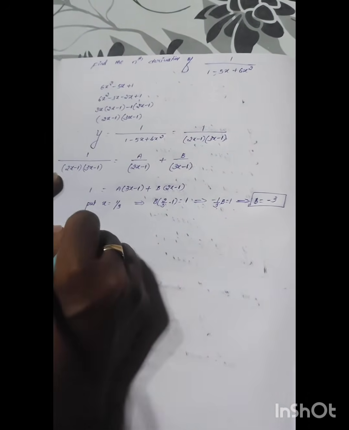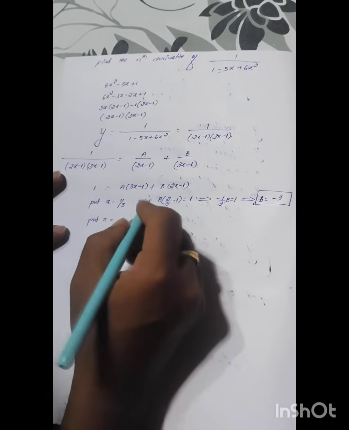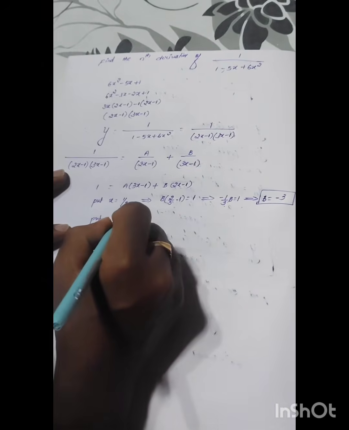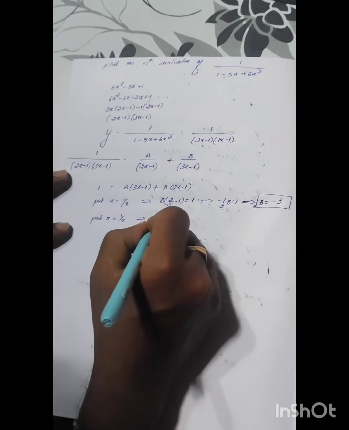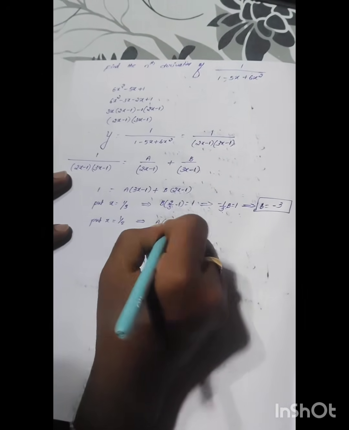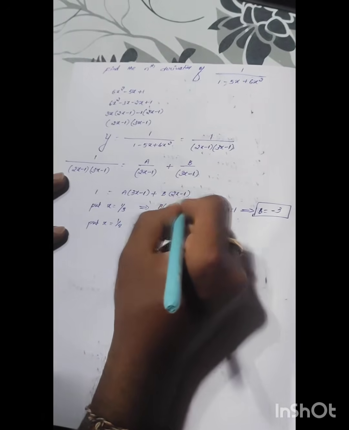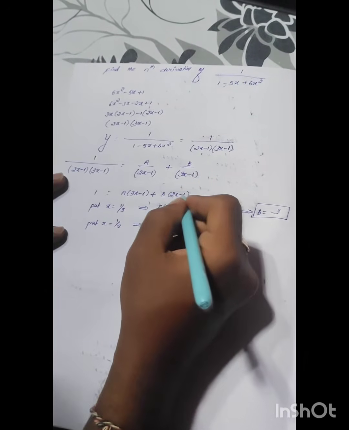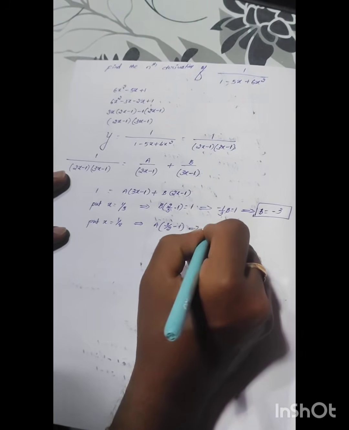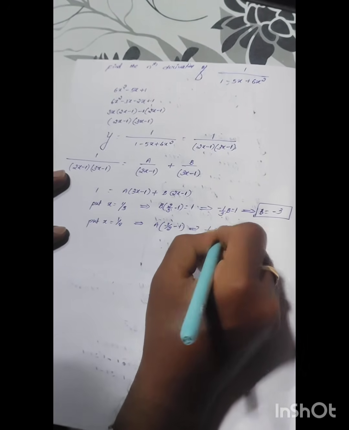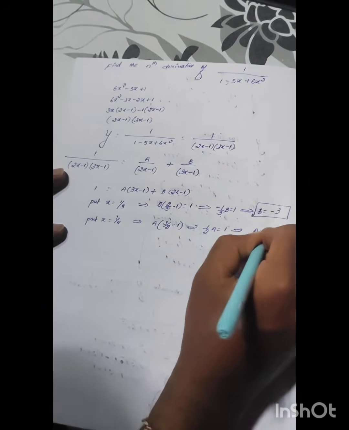In the same way, let's put x equal to 1 by 2, which implies a into 3 by 2 minus 1, and this term will become 0 now. 2 into 1 by 2 is 1, 1 minus 1 equal to 0. This will imply 3 minus 2 by 2, that is 1 by 2 a is equal to 1, which implies a is equal to 2.